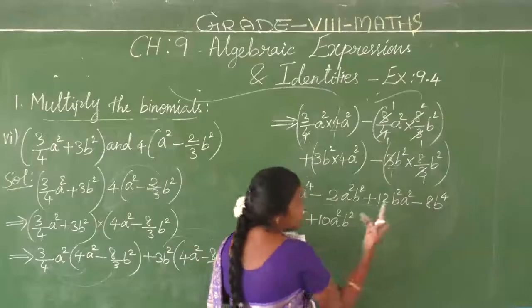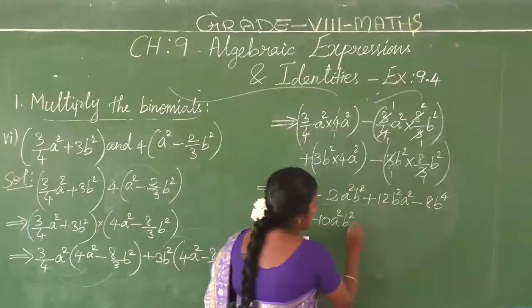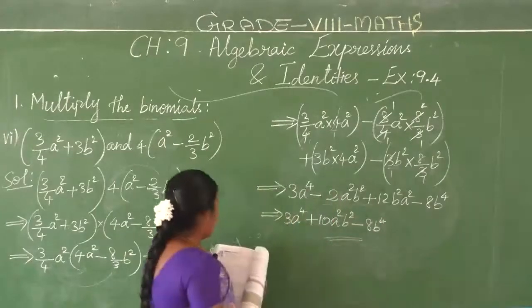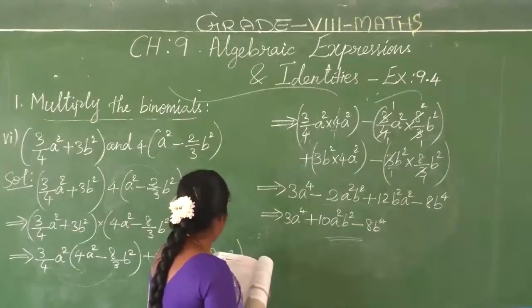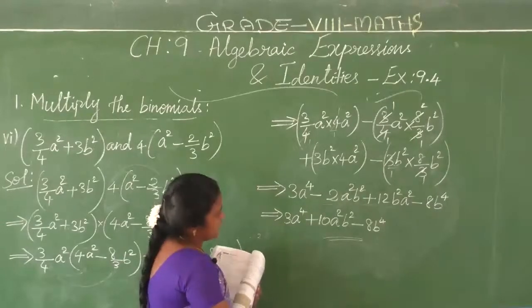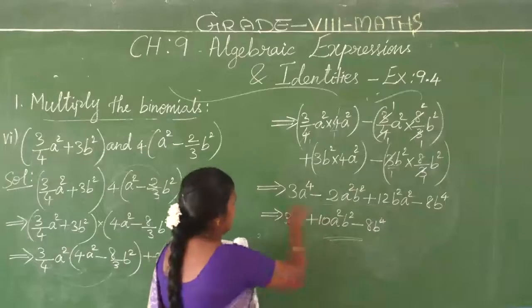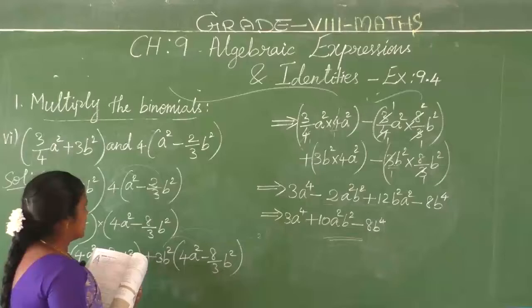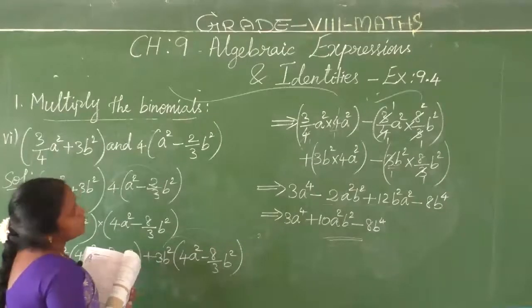For b power 4 also there is no pair, as it is we can bring it down, that's all. So what is the answer for this? 3a power 4 plus 10 a square b square minus 8b power 4. This is the answer for this question. So on this basis only you have to solve. Remaining 2 questions are there, have to solve neatly in your classwork.